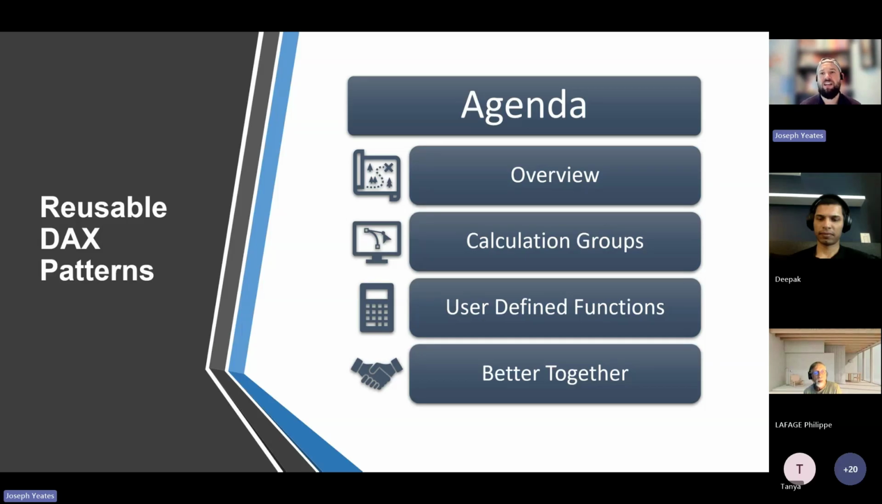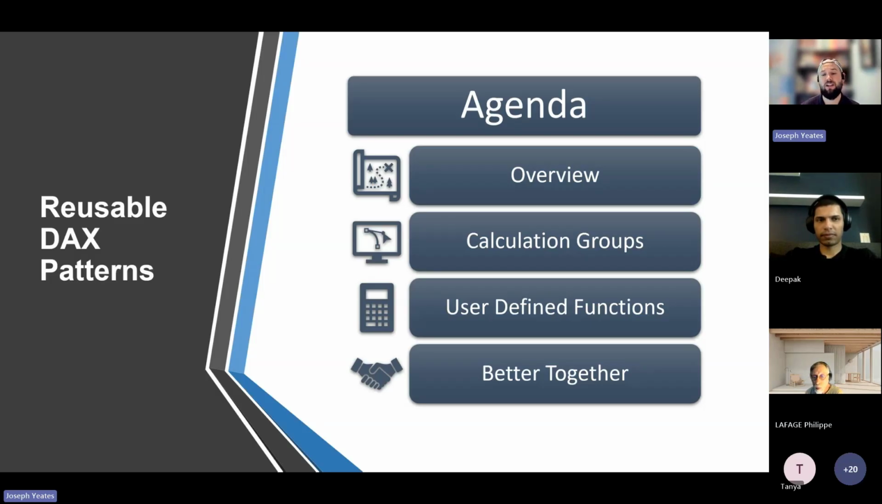So our agenda for today, we're going to start with an overview of our scenario. We'll take a look at the Power BI report, take a look at the data model, and we can see exactly what our 3 demos are going to be and what they're going to solve. We'll look at calculation groups first, looking at some time intelligence, but also some other benefits of using calculation groups for some other things. Then we'll look at user-defined functions.